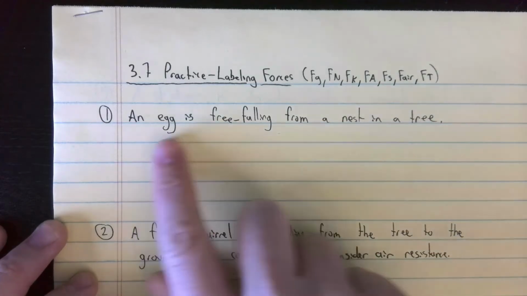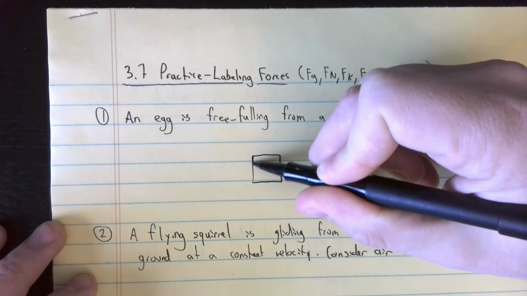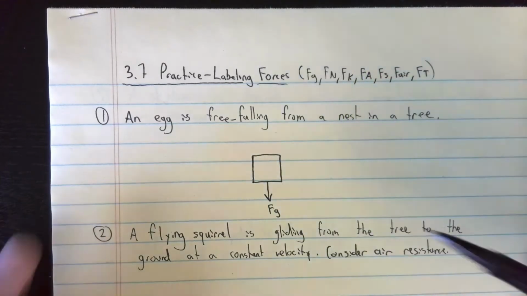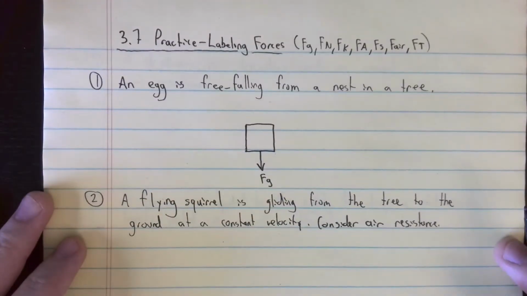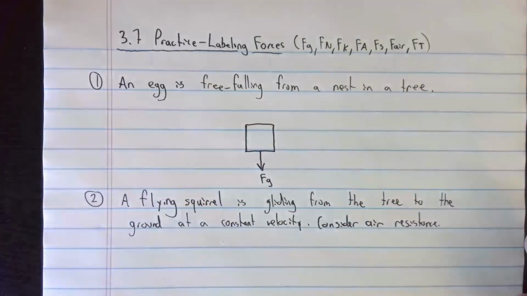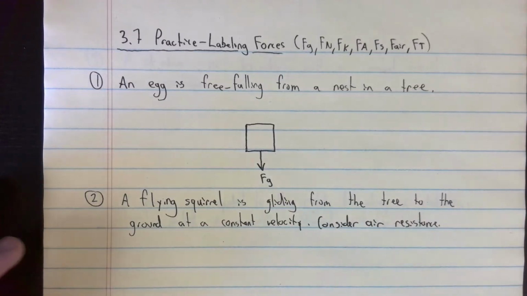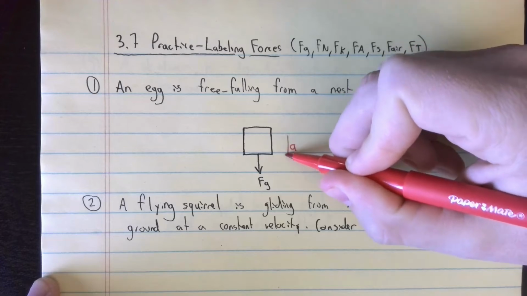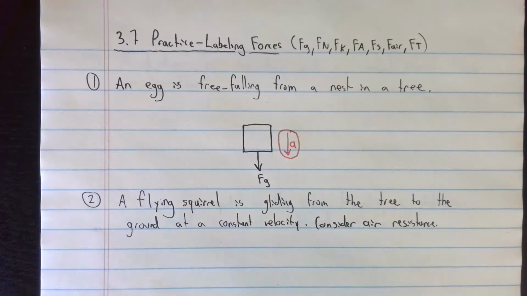So here we go. This is the one I showed you on Friday. An egg is falling from a tree. The only force acting on this egg is the force of gravity. And the acceleration is always going to be in the direction of the net force. So acceleration essentially points in the direction of the largest force, which in this case, there's only one force, so that would be Fg. But what I want you to include is the acceleration as well.